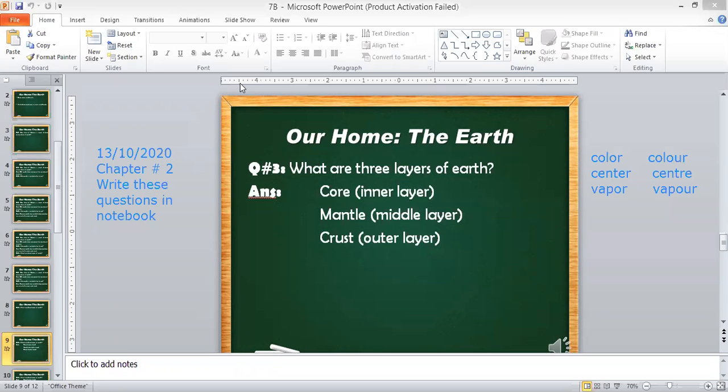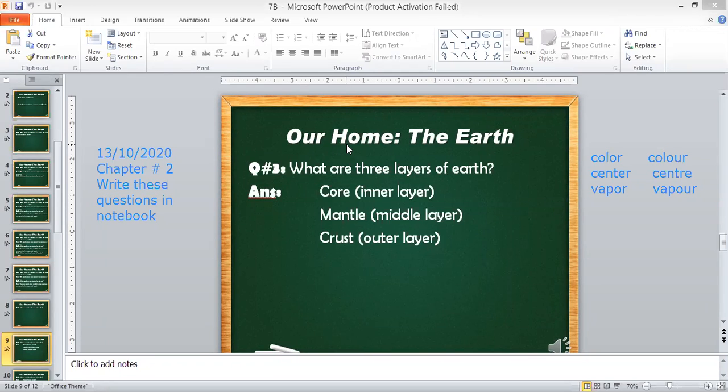So question number 3 is saying, what are the three layers of Earth? There are three main layers: the core, the mantle, and the crust. The crust is the layer on which we are living. It's the outer layer.